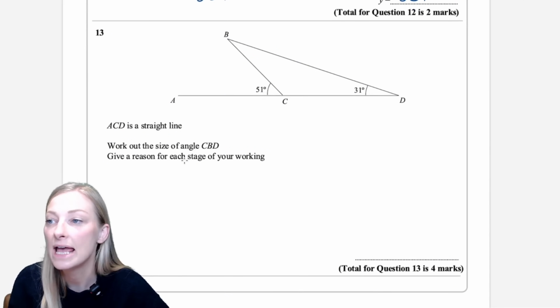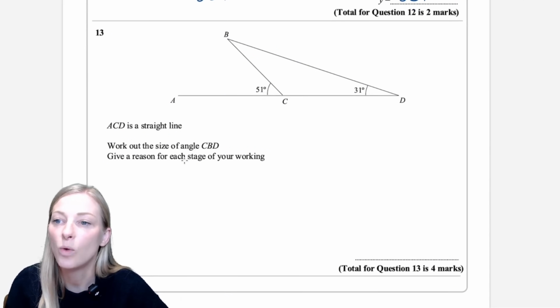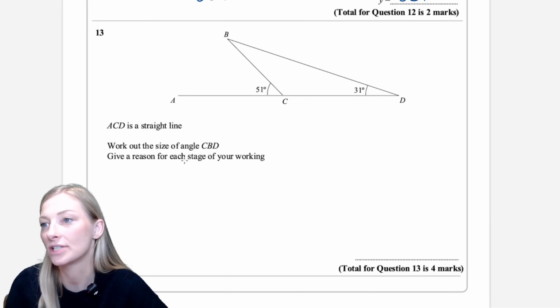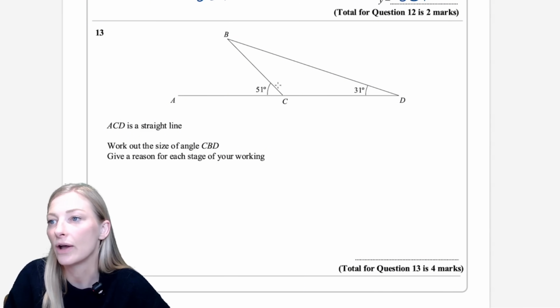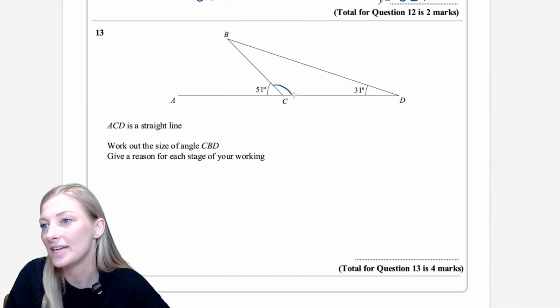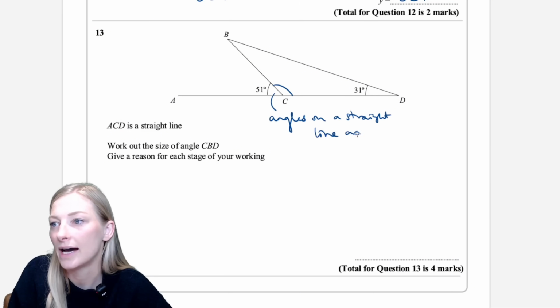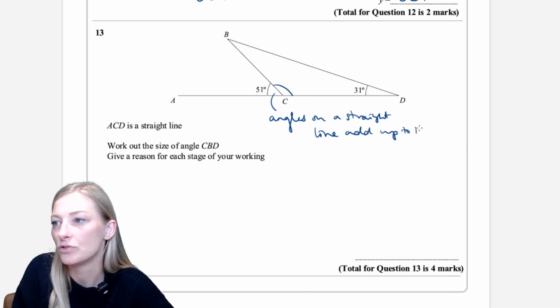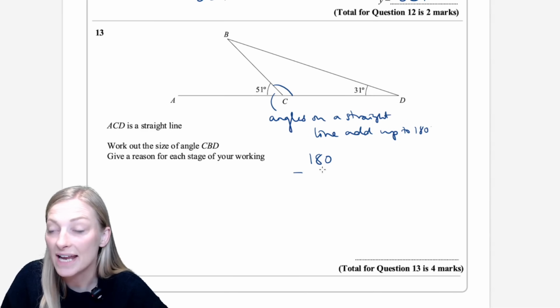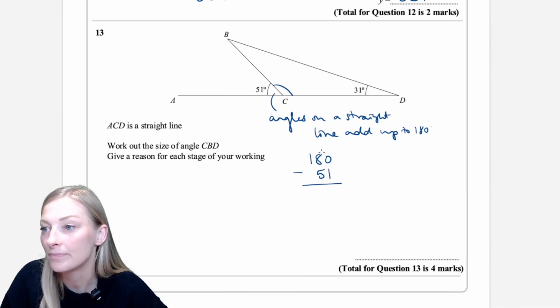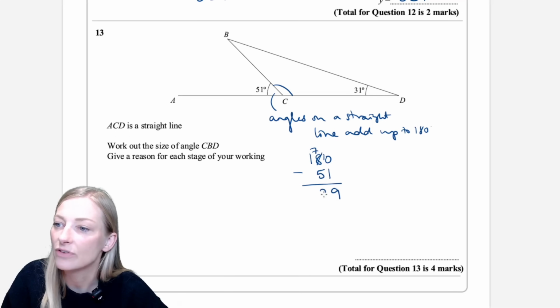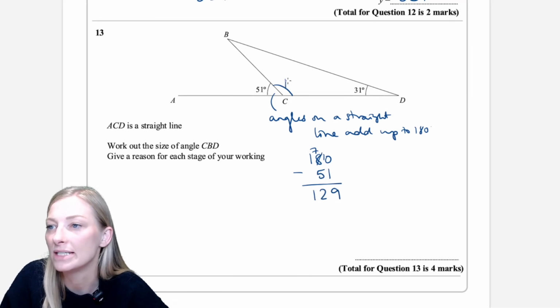Question number 13. ACD is a straight line. Work out the size of angle CBD. Give a reason for each stage of your working. Okay, let's start here. I know that this angle here will add with 51 to make 180, because angles on a straight line add up to 180 degrees. So that'll be 180, take away 51, more on the floor, borrow from next door. 10 take 1 is 9, 7 take 5 is 2, so 129 there.